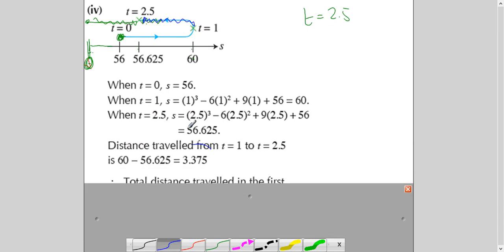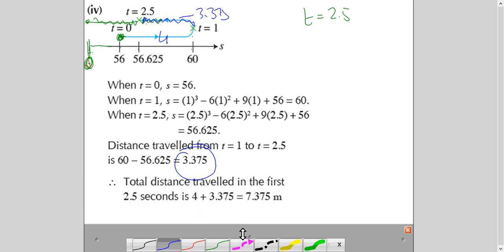So after that, it is 3.375. How? Because 60 minus 56.625 will give you this, and this is 3.375. And this much was 4, because 60 minus 56 is 4. So you will add up to find out the total distance traveled in 2.5 seconds.